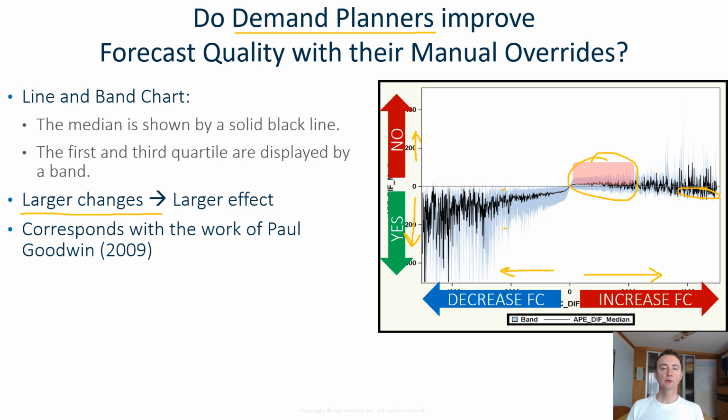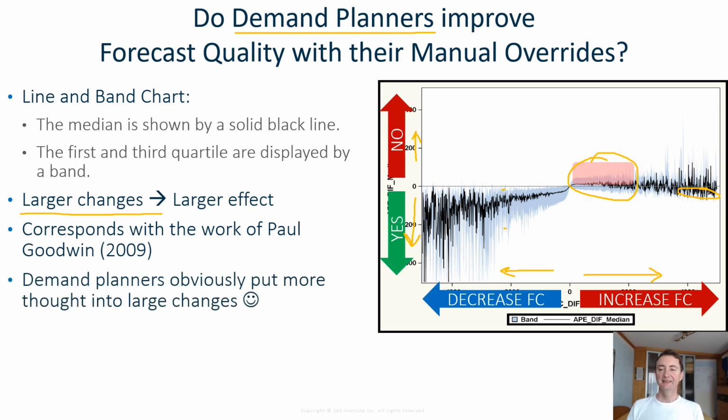And this finding corresponds with the work of Paul Goodwin, where he says, if they do small changes, demand planners very often waste their time. Only if they do larger changes, they invest more thought, they must be more sure. There, they really do good when they change the forecast, because they have a specific reason to say there might be a certain promotion in a certain region which the model couldn't capture in the past, and I have a good reason to override them.